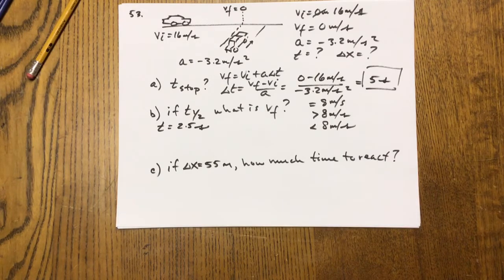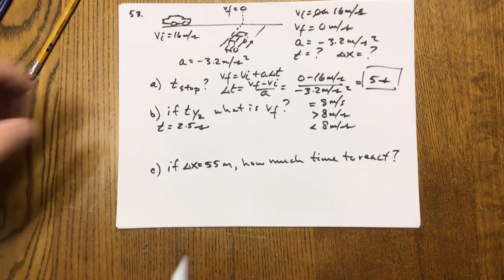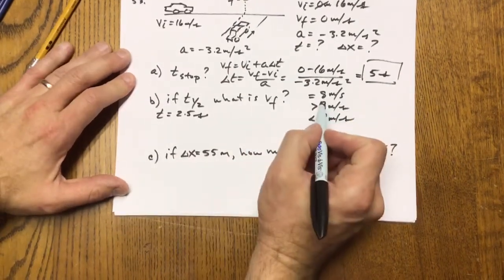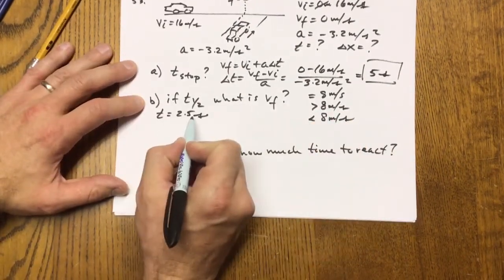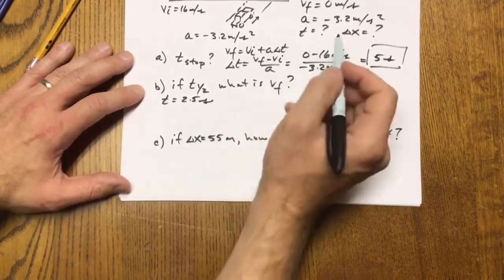Locked in your vote yet? All right, well, let's see if you were right. We want to find the velocity after 2.5 seconds. So back to that same equation.